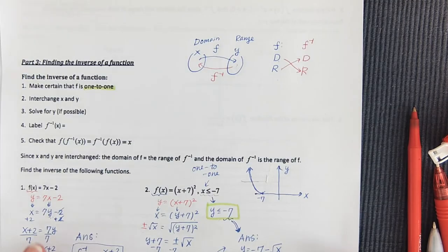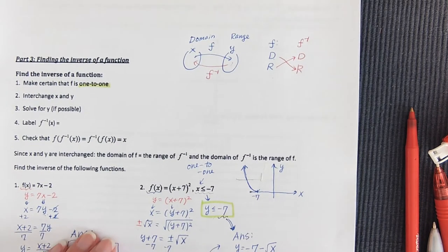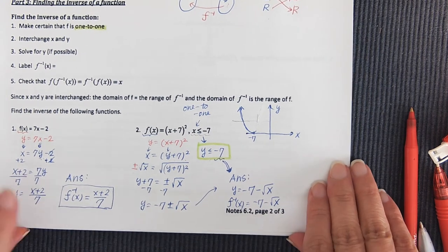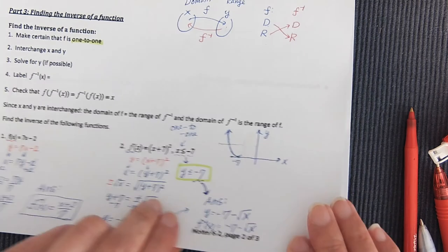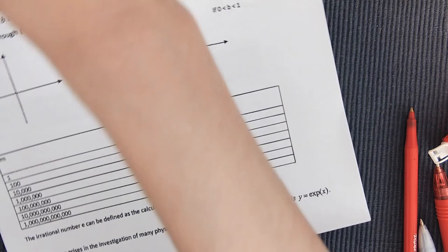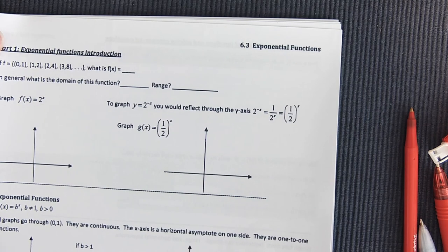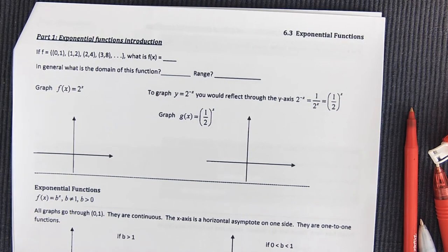Okay, hopefully you understand the concept. Any questions? Section 6.2's main part is how to find the inverse function. Finding an inverse function, that's more of 6.2. We are moving on to 6.3. Today we are really moving on quickly. Okay, 6.3. Hopefully not too bad.